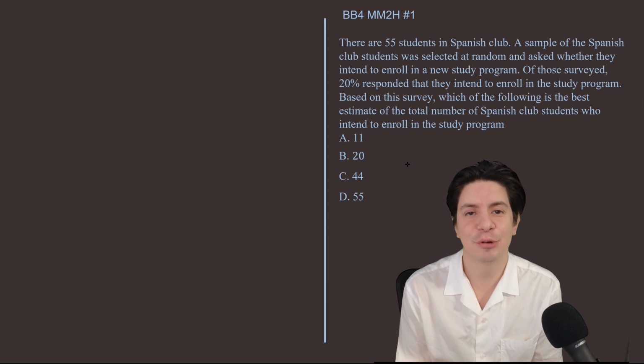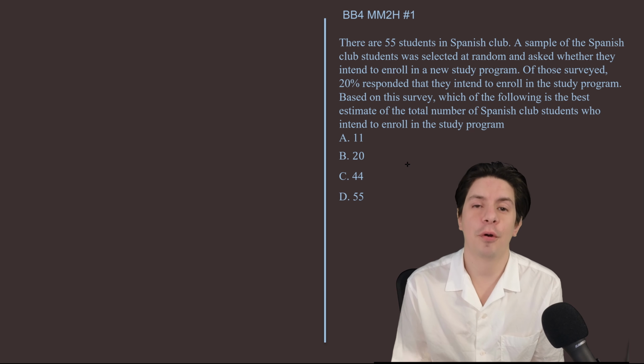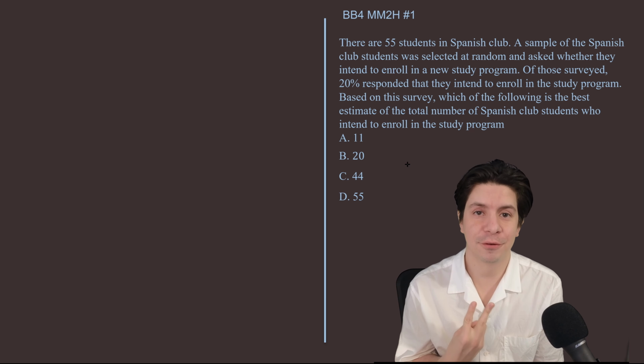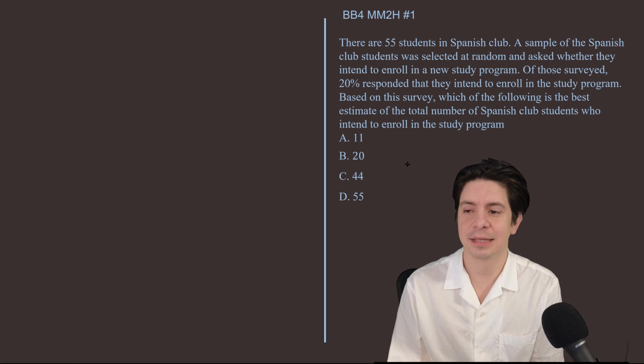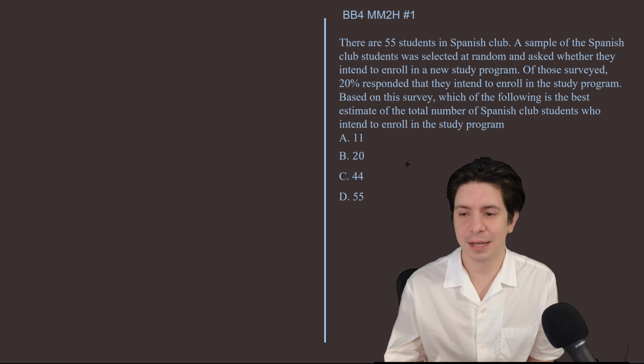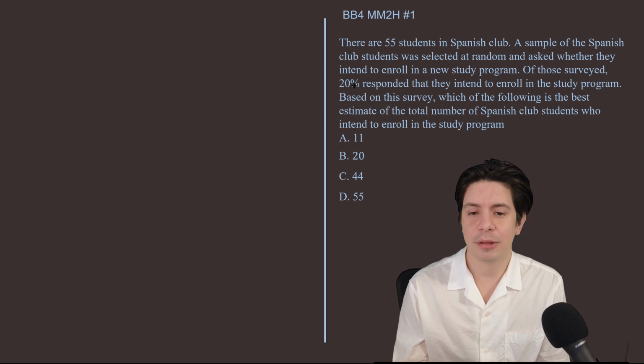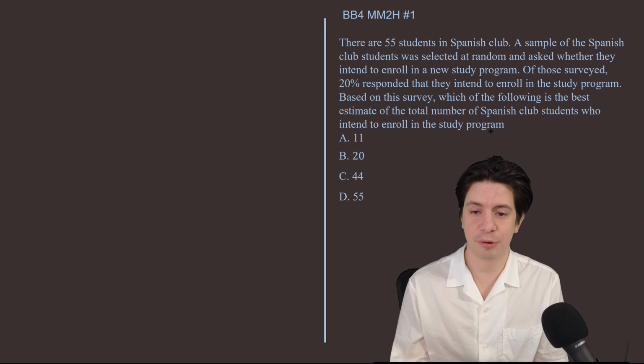All right, so this time we're doing Blue Book test for Math Module 2, the hard version. Number 1, there are 55 students in Spanish class. A sample of the Spanish club students was selected at random and asked whether they intended to enroll in a new study program. Of those surveyed, 20% responded that they intend to enroll in the study program. Based on this survey, which of the following is the best estimate of the total number of Spanish club students who intend to enroll in the study program?